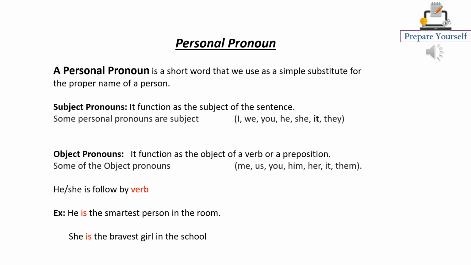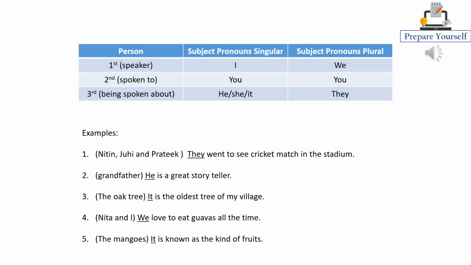Let's have a look at another examples. Nitin, Juhi and Pratik went to see cricket match in the stadium. Now here we have to use pronoun. We can see it is about group of people, so it is plural. Another thing, the speaker is talking about someone else, so it is third person. We must use they in front of it. So we have to write like they went to see cricket match in the stadium.